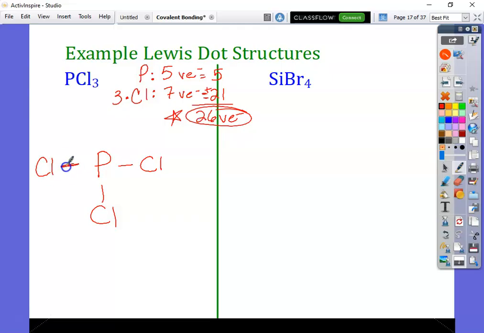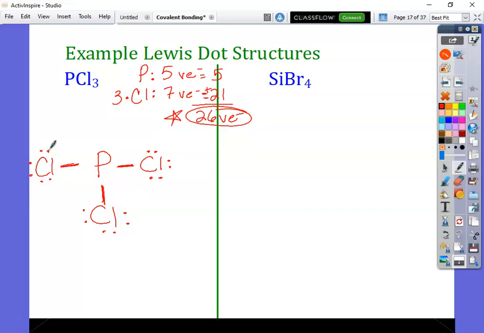So far, we have 3 lines in our structure. So that's 2, 4, 6 valence electrons that are used up, which means we now have 20 left. Our next rule tells us to take those other electrons and start putting them in pairs around the outer atoms first. And we want to make everything have an octet, remember?